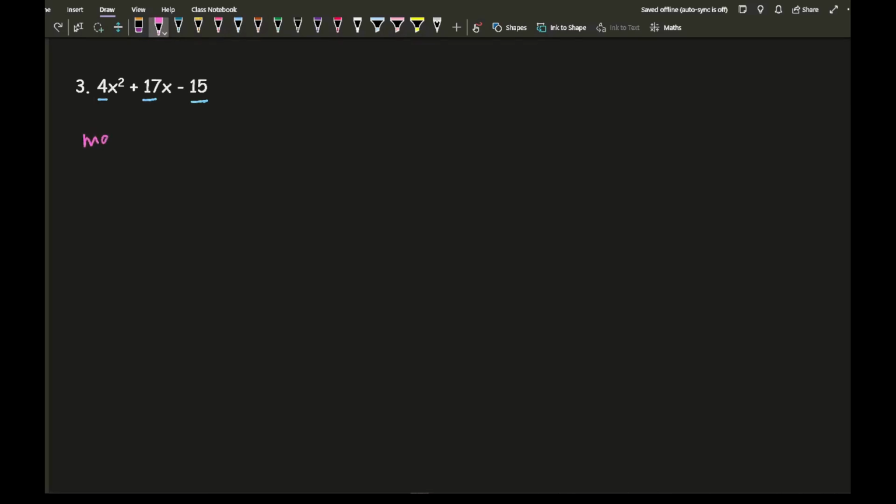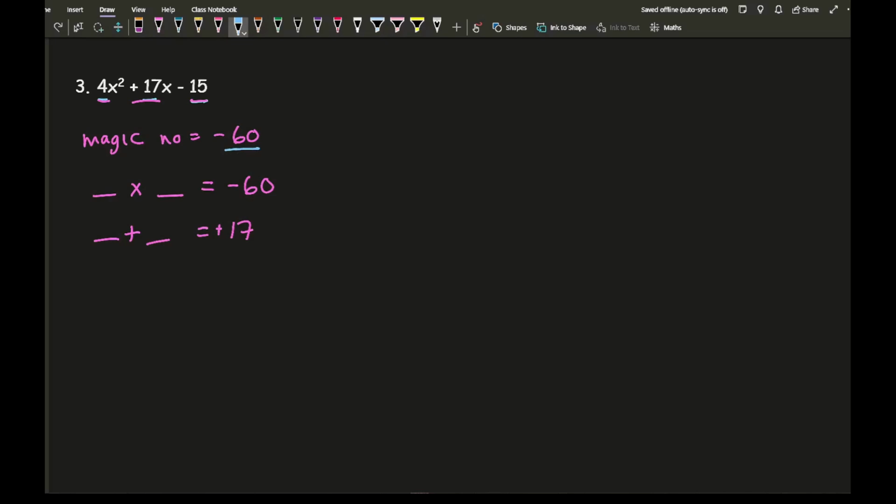So here let's first of all work out the magic number. And in this case our magic number is going to be 4 times minus 15, which is minus 60. Again, be mindful of the signs. So we're looking for two numbers that multiply together to give me minus 60, but added together give me positive 17. Now if you're struggling to think of those numbers in your head, then just try and write down the pairs of numbers that multiply together to give you the magic number.